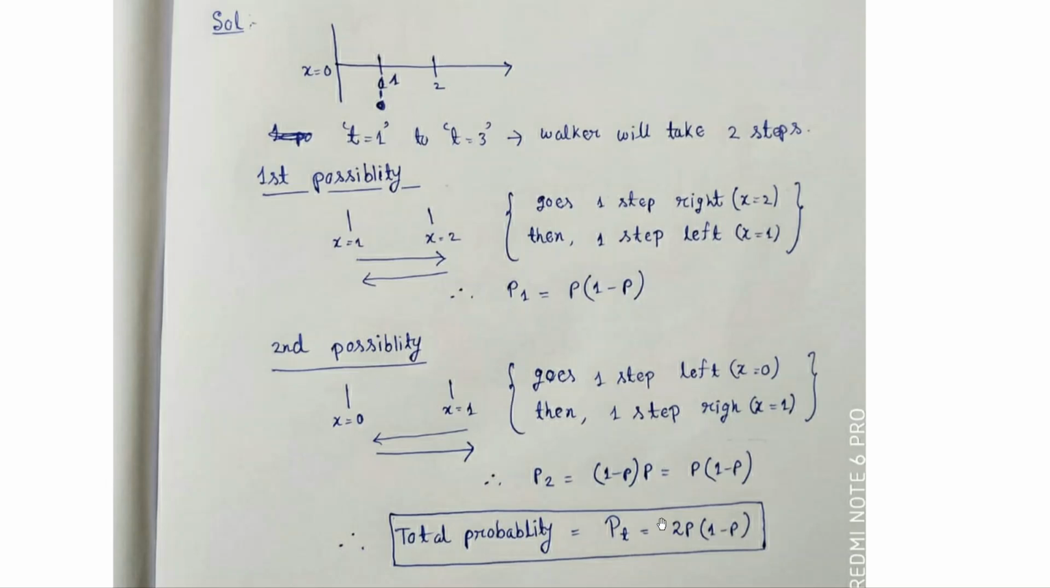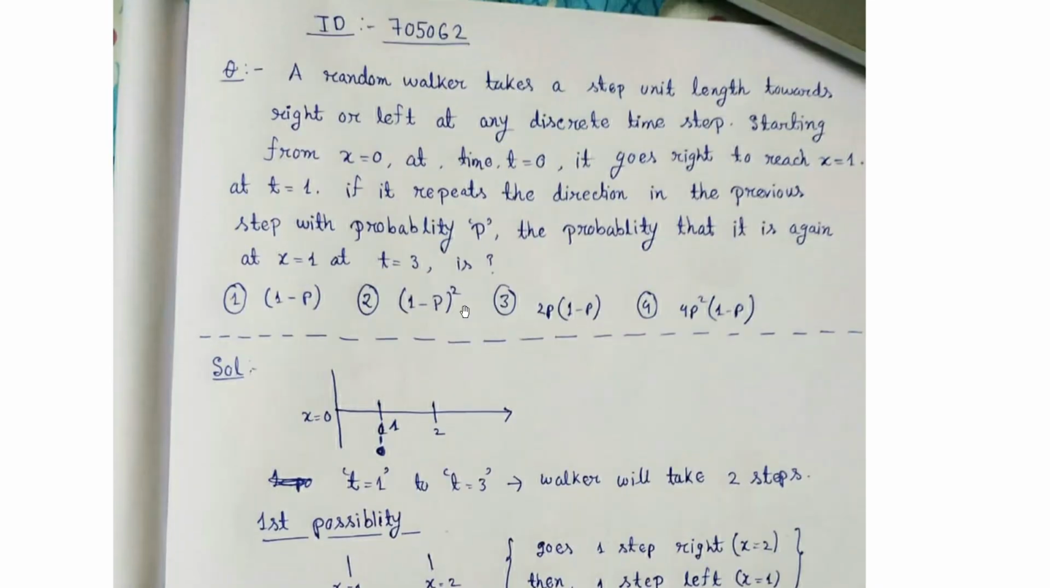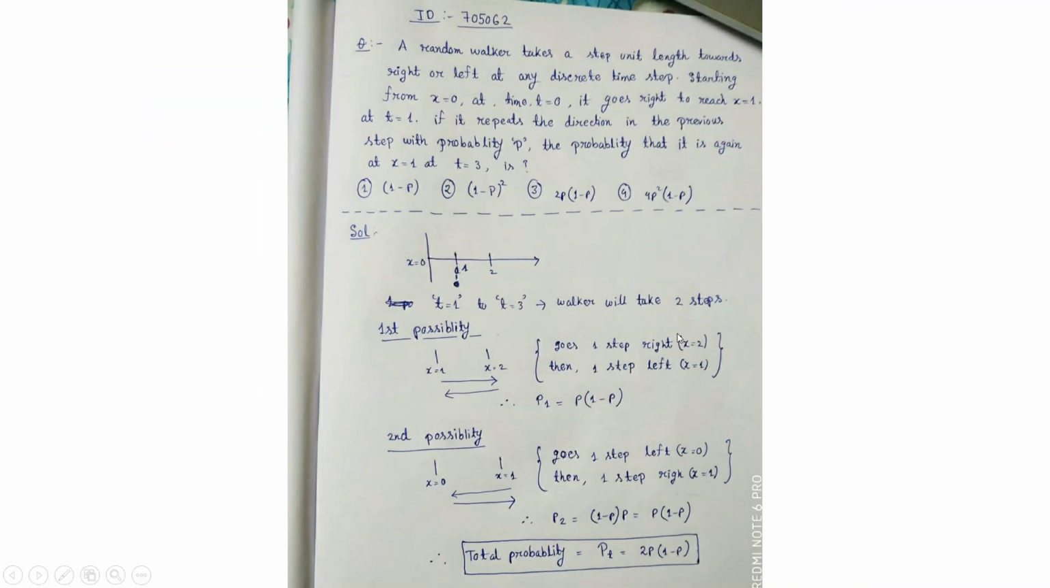So I think this option should be correct, but somewhere I see that the option 1 minus p is given as the correct option. But I think it is not true. I think option 3 will be true, but I am not sure about that. You guys can comment and rectify me whether I am correct or not.